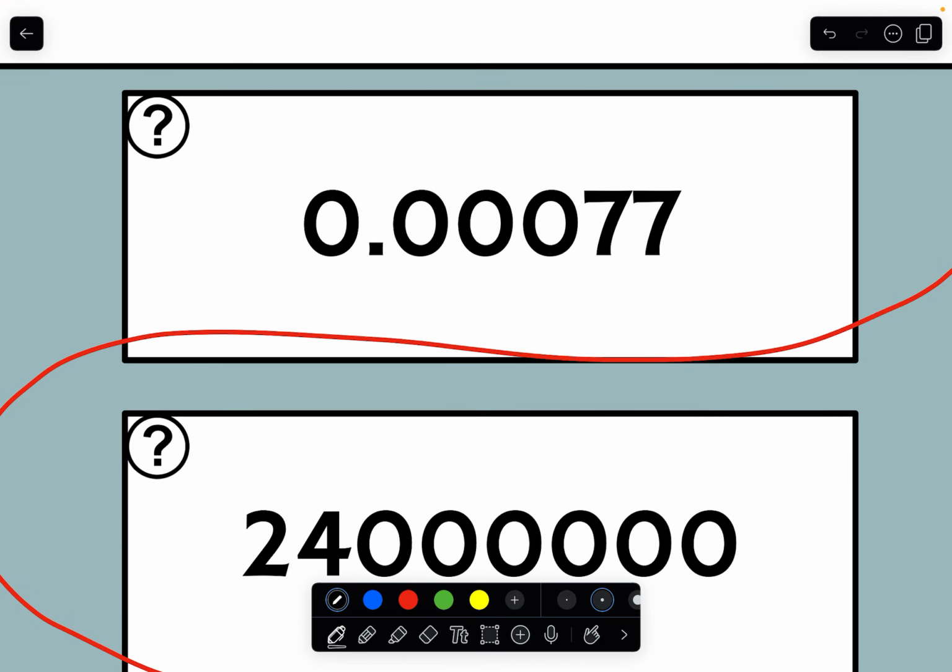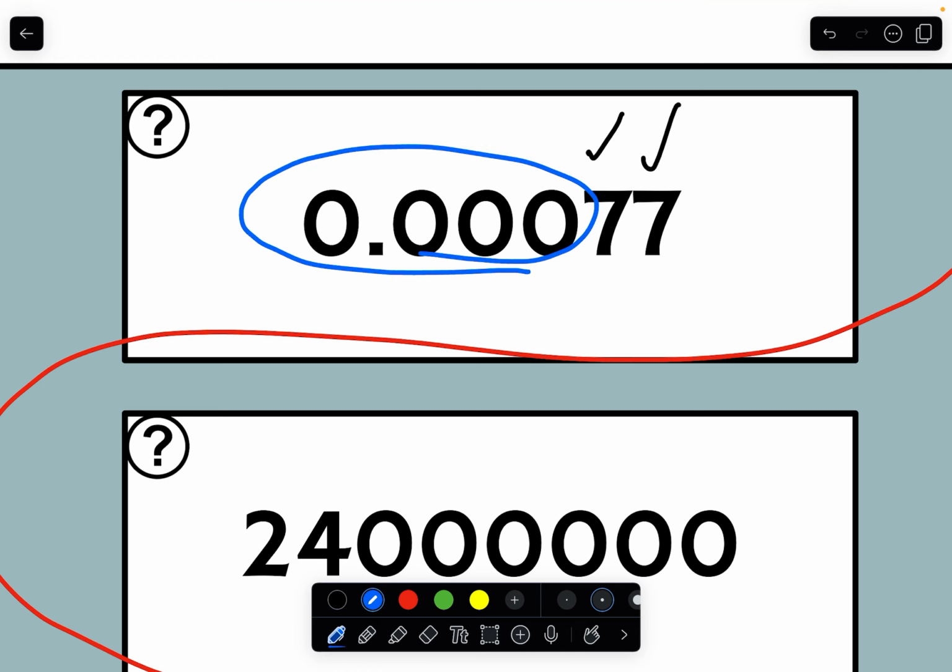For 0.0007, we have those 2 non-zeros. Then we have a bunch of leading zeros. Remember, leading zeros are not significant. So we have 2 there.